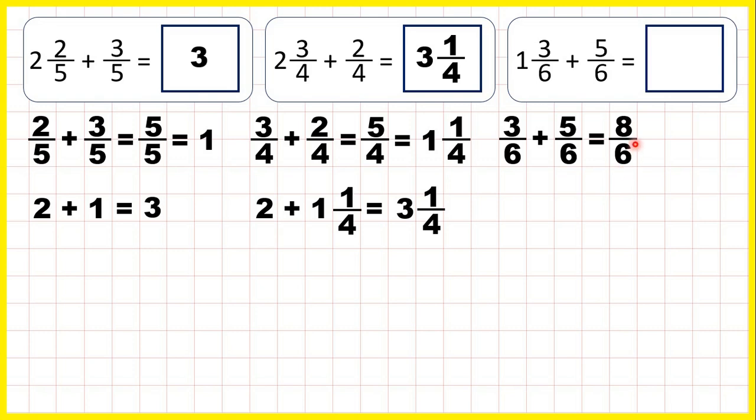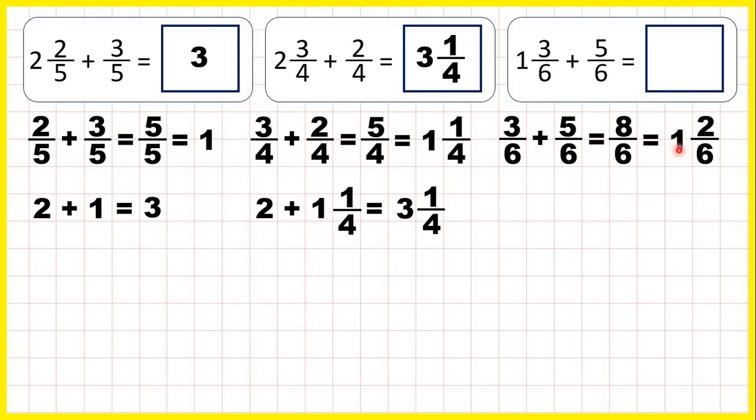But that's an improper fraction, so we can't write 1 8/6 as our answer. Instead, we need to convert the improper fraction back into a mixed number. That's 1 2/6 as a mixed number, because 8 divided by 6 is 1 remainder 2, or because 1 times 6 is 6, but then we need 2 more to get to 8.